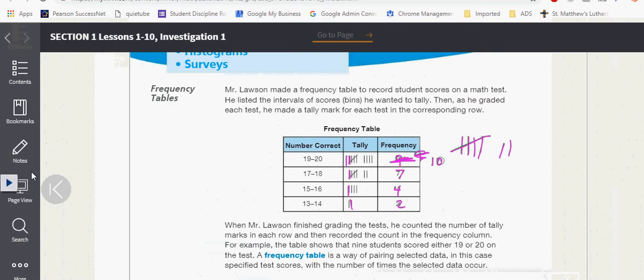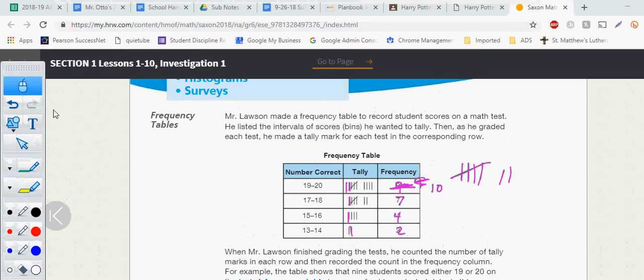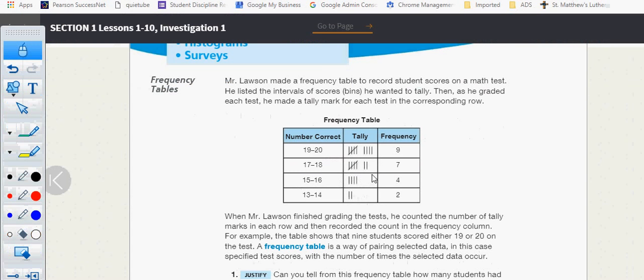So he's created this frequency table. He's finished grading. He counts the number of tallies, puts them in the final row. The table shows a lot of things. For example, that there's 9 students who scored either 19 or 20. And that means that, for the most part, students did pretty well. It's a quick way to read how many kids fell in this bucket versus how many in the bottom.